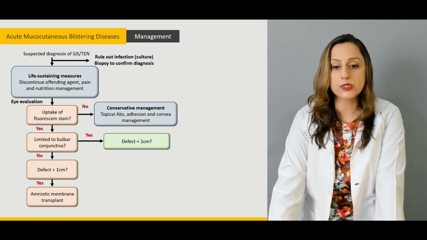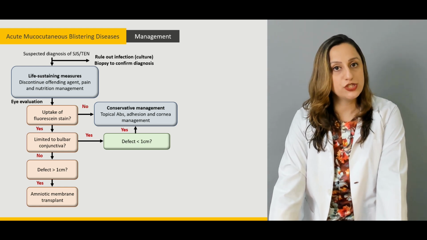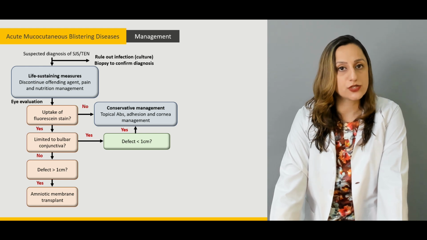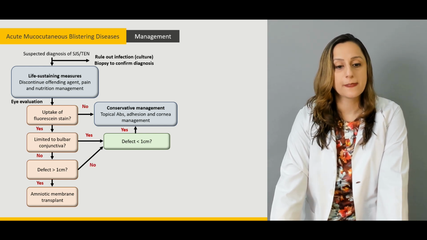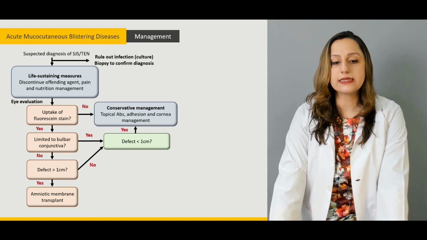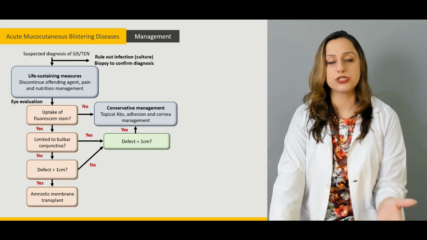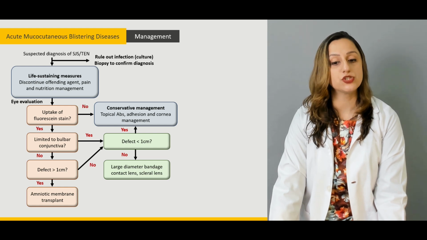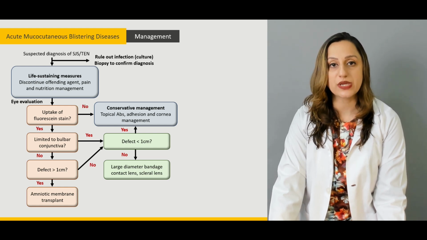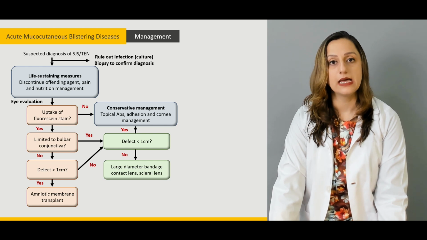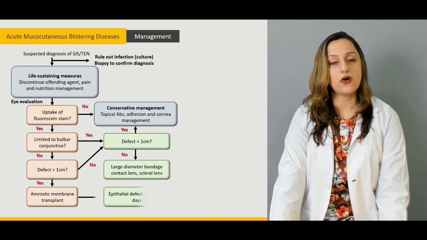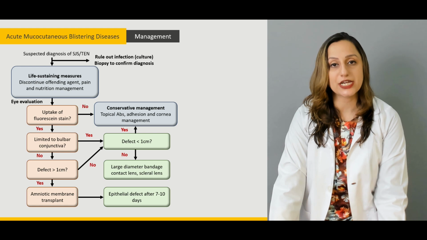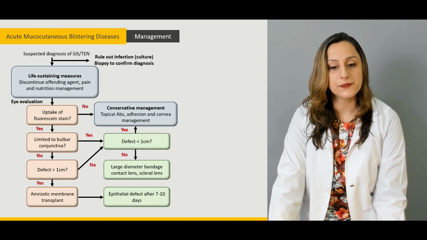If the defect is less than 1 centimeter, we just revert to conservative management in this particular patient. If the defect is more than 1 centimeter and the answer is no, again, we just perform conservative management. Then there is a large diameter bandage contact lens, and sometimes we also give a scleral lens for the protection of the sclera as well as the protection of the cornea in these individuals.